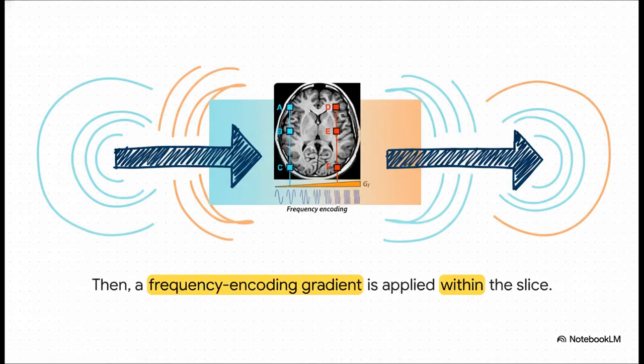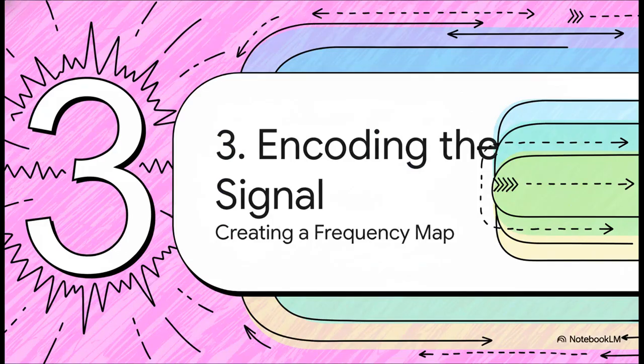After we've selected our slice, we turn on a second gradient. But this one is pointed in a different direction, say from left to right across the slice we just selected. This new gradient is our frequency encoding gradient. We apply this new gradient at the exact same time that we're listening for the signal to come back, and its whole job is to stamp a unique frequency onto the signal based purely on its horizontal position.